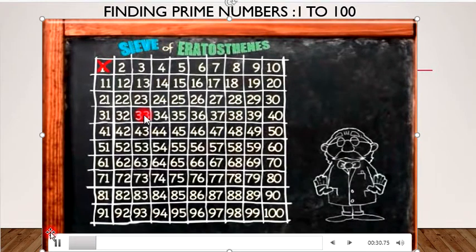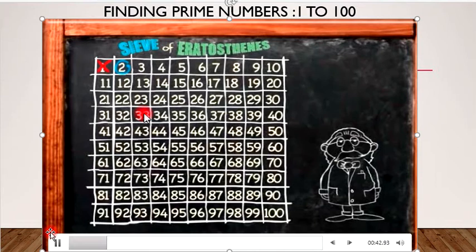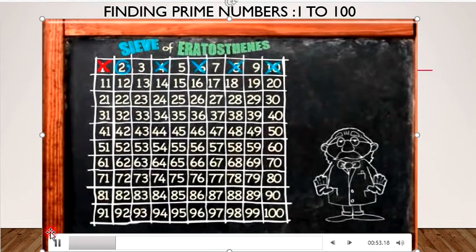Okay, now let's put a circle around the number 2. It is a prime number because it is greater than 1 and is only divisible by itself and 1. 2 is also the only even prime number. Next, we'll cross out all multiples of 2. To find the multiples of 2, simply skip count by 2. For example, 2, 4, 6, 8, 10, and so on.